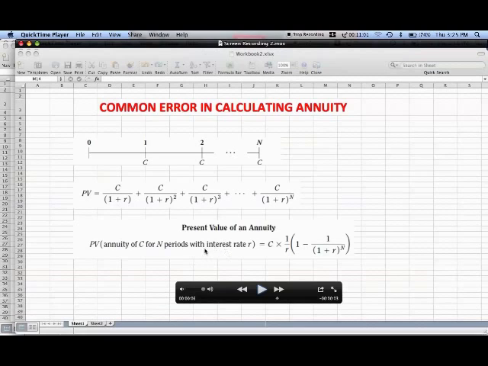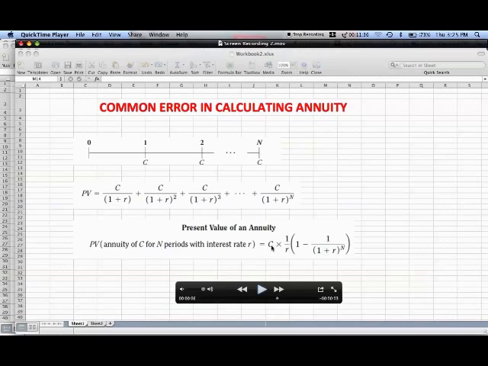I show here the present value of the annuity. I think you can see that. Basically this is C times 1 divided by R, and then you times 1 minus 1 divided by 1 plus R, to the power of N. This is the same N as your specified time period. And this short formula is quite handy because you can apply it.